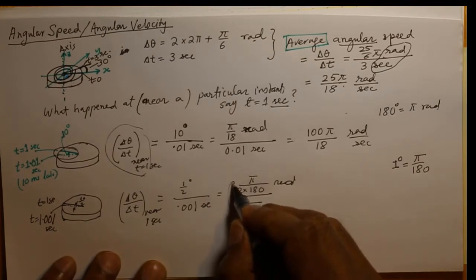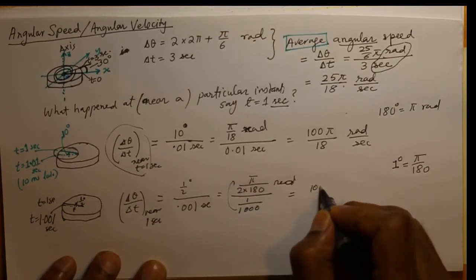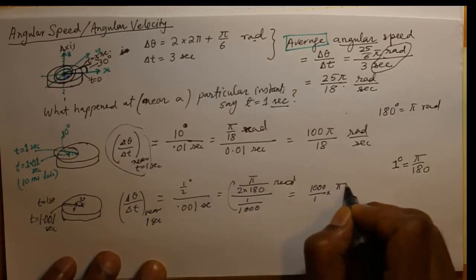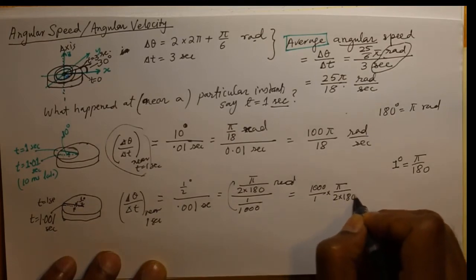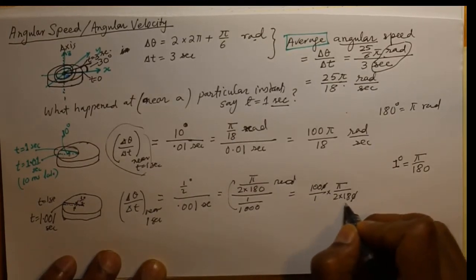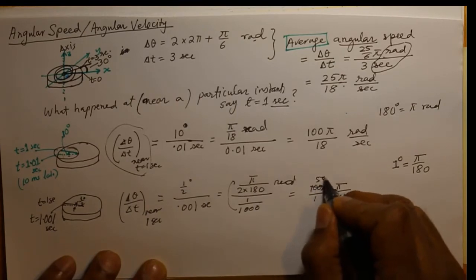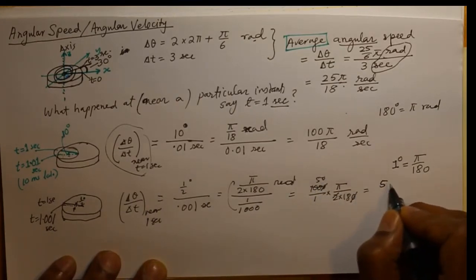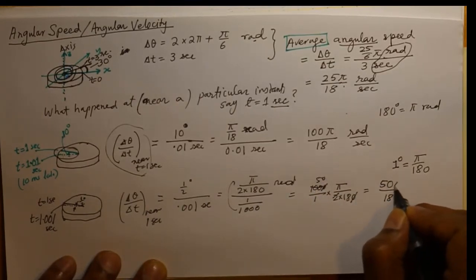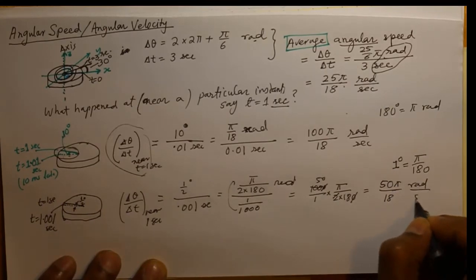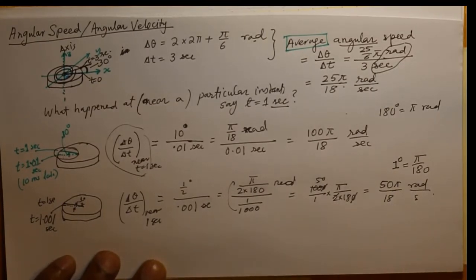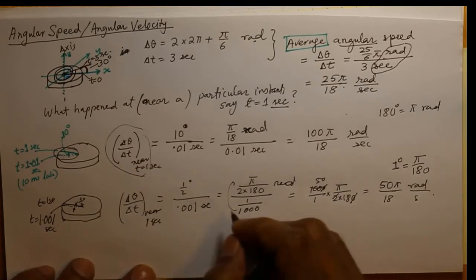So this is going to flip, and it's going to be 1000 over 1 times pi over 2 times 180, and so this is 50 over 18 pi radian per second. For a while I was thinking I got the numbers off. That's why I'm quiet over there, just looking at what is going on.